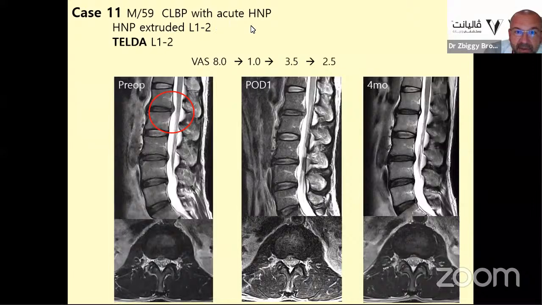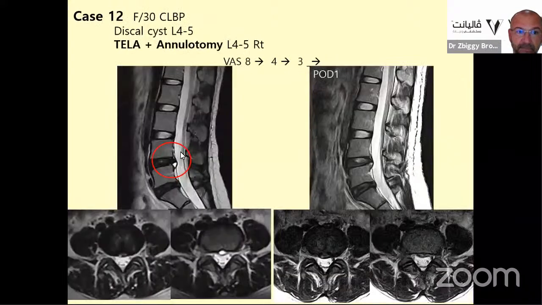Another case, back pain with acute herniated disc at the level L1-2, we did annuloplasty and discectomy, and the VAS was 2.5, 4 months after the surgery. He's also happy, nicely improved. Another, it was a discal cyst at the level L4-5. So we did annuloplasty and annulotomy, and the VAS from 8 dropped down to 3. It was 1 month after the surgery.